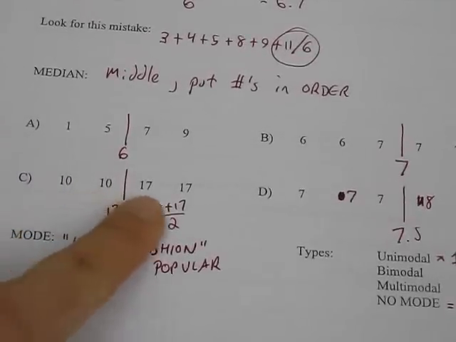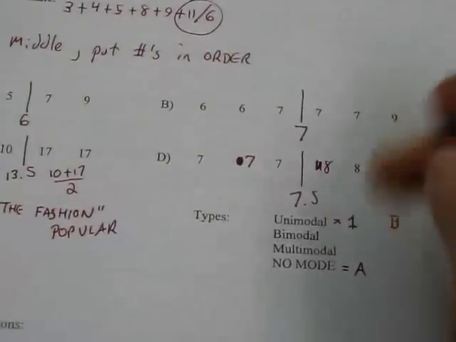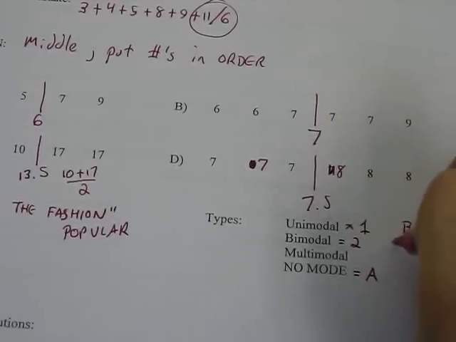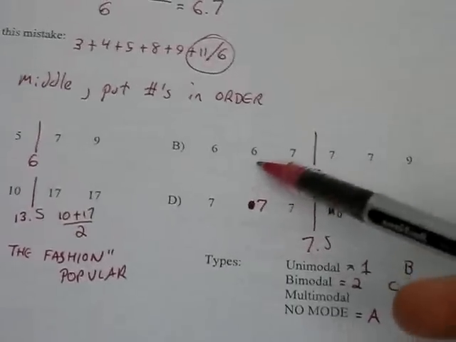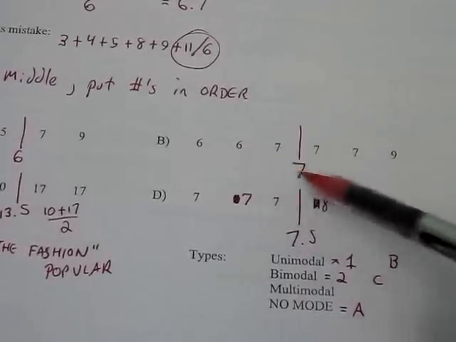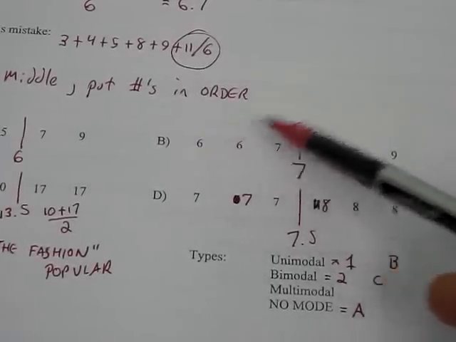Dataset C has 2 10s and 2 17s. This is bimodal because it has 2 modes in it. A tie, and that would be dataset C. Now you're wondering, well, dataset B has 2 modes? But technically, since 7 came out ahead with more 7s than 6s, this is not considered part of a mode.